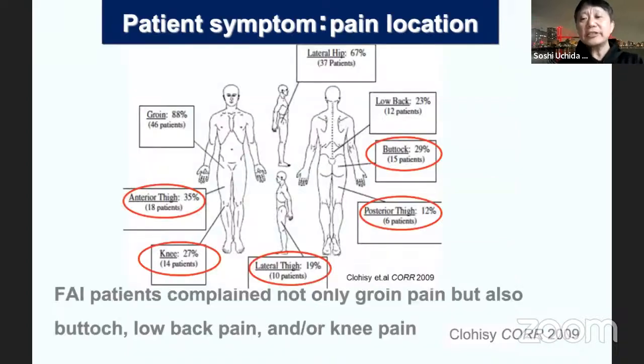History. This is Dr. Crawford's group study looking at where patients' pain comes from. The FAI patient complains not only of groin pain, but also buttock pain, low back pain, and knee pain. You can see here, 88% of FAI patients complain of groin pain, but low back pain in 23%, buttock pain in 29%, and knee pain in 27%.